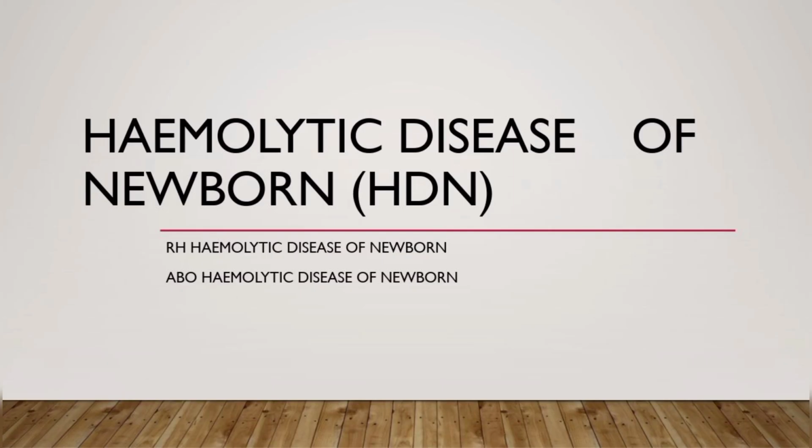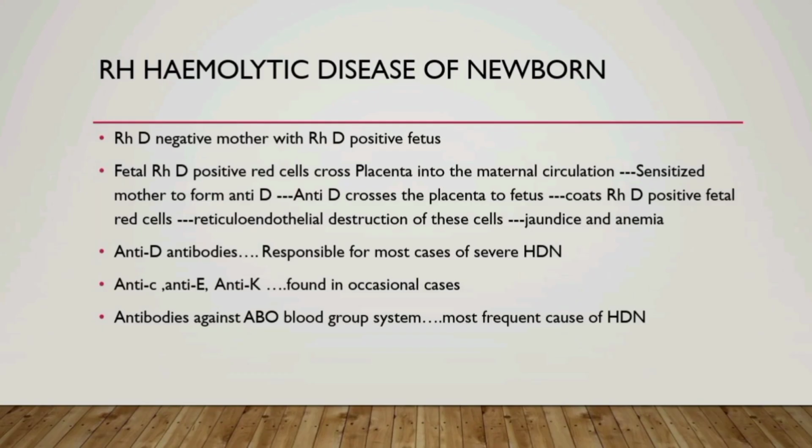Hemolytic disease of newborn, we have two conditions there. It may be due to Rh incompatibility or due to ABO incompatibility. First of all, Rh incompatibility. The Rh incompatibility occurs under the condition when an Rh negative mother has an Rh positive fetus.